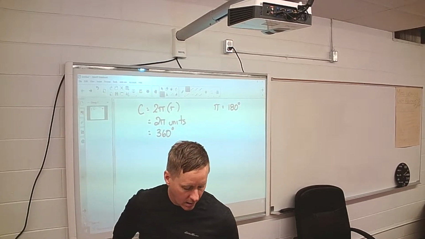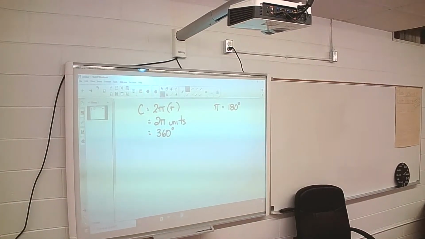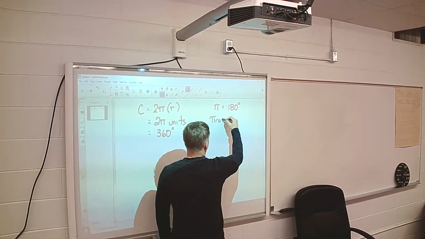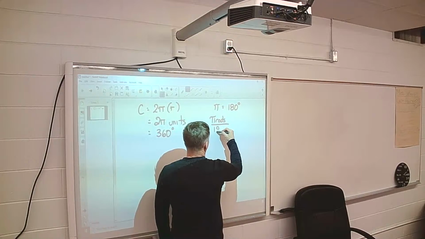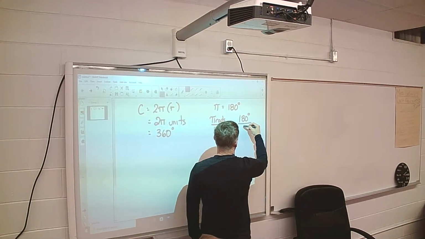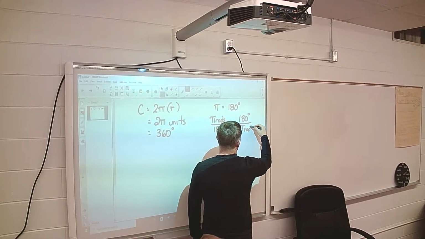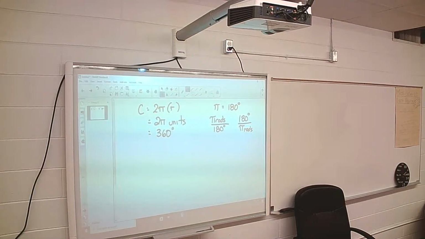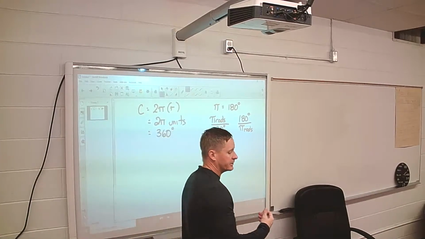So if you are needing to find out what the measure of an angle is in radians or in degrees, you use the following to help you change it. So pi radians is 180 degrees. And if you're changing it to degrees, I go 180 degrees over pi radians. Okay, so for today, all you're doing is adjusting the measure from either radians to degrees or degrees to radians.